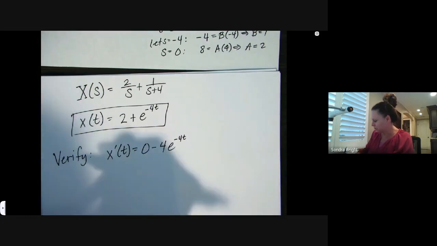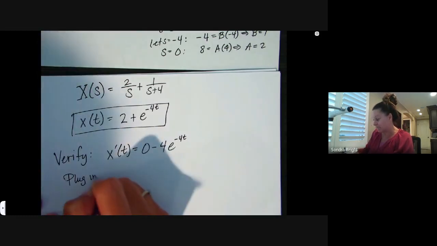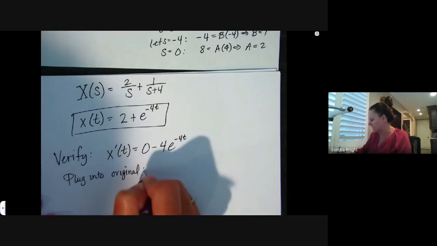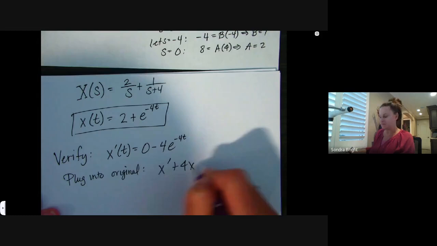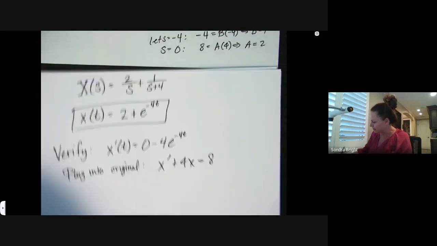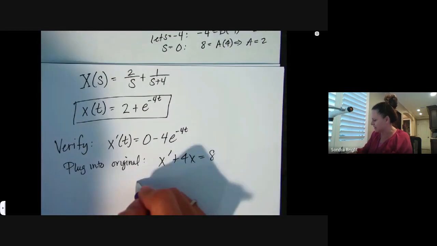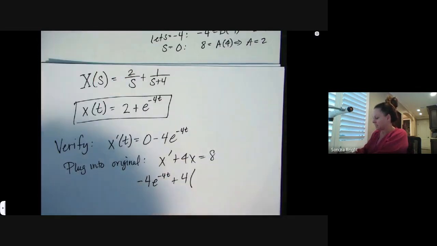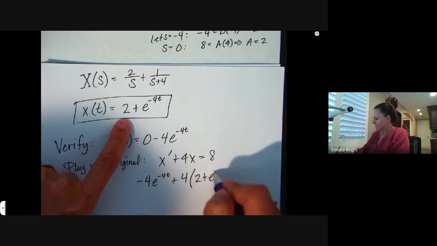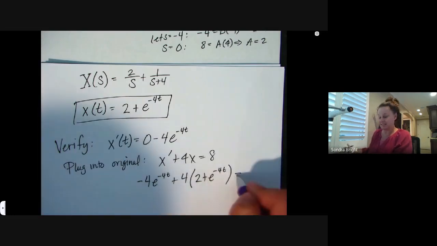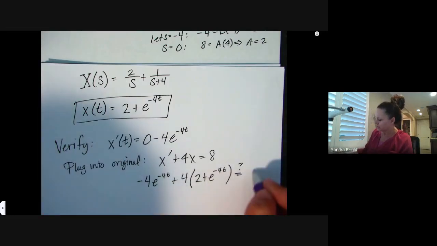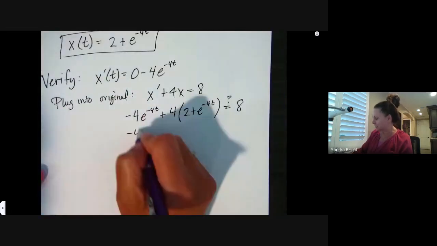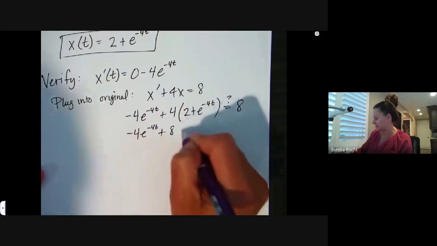Plug into original equation to see, am I right? And your original was x prime plus 4x equals 8. So x prime is a negative 4 times e to the negative 4t plus 4 times x, which was 2 plus e to the negative 4t. Is this equal to 8? It better be, or else we were wrong. So that's a negative 4 e to the negative 4t plus 8 plus a 4 e to the negative 4t.